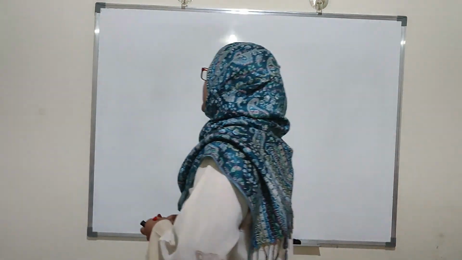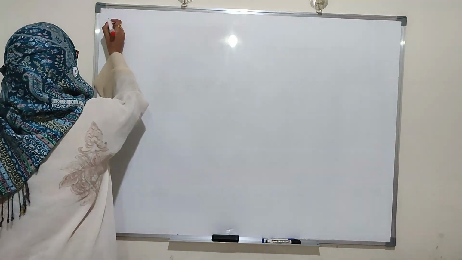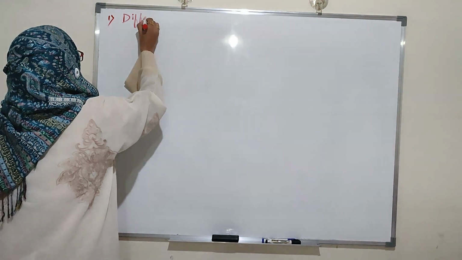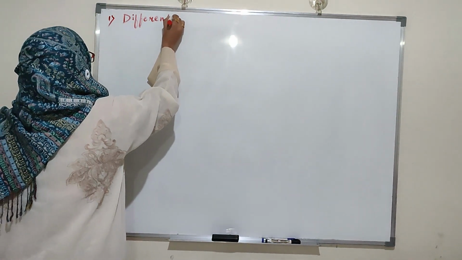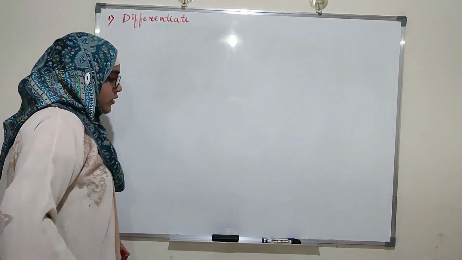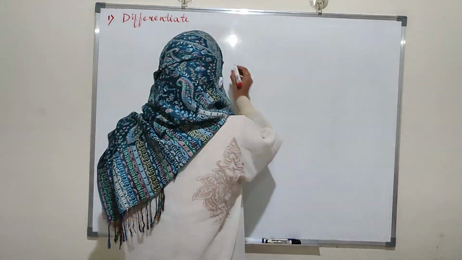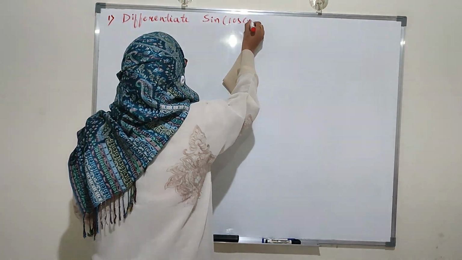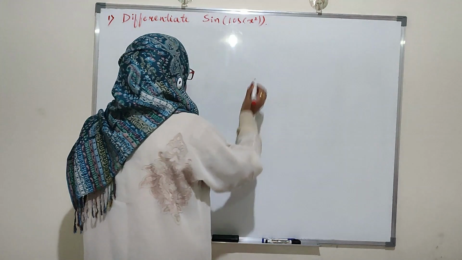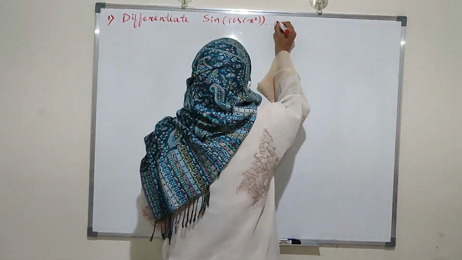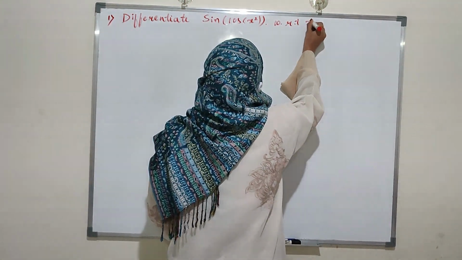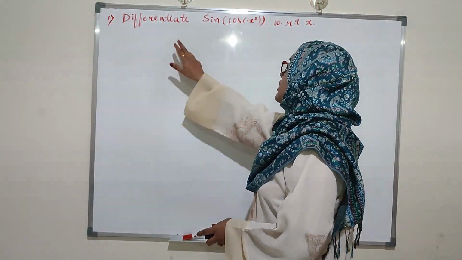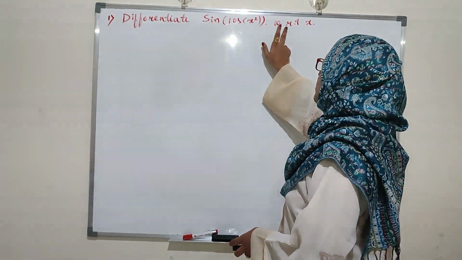Okay, so write down the example. Differentiate sine of cos of x square with respect to x. The question is given to you as: differentiate sine of cos of x square with respect to x.